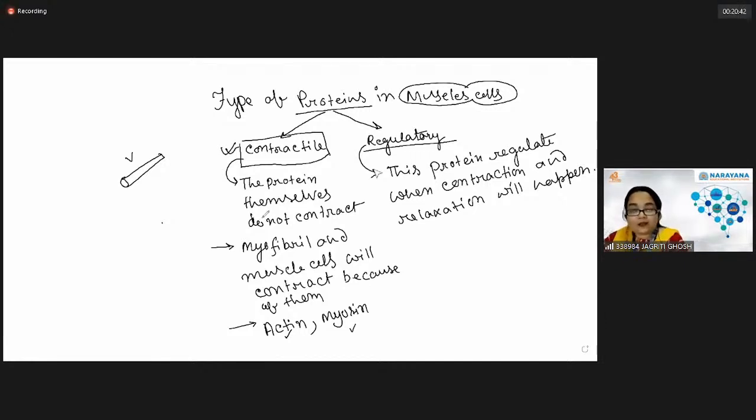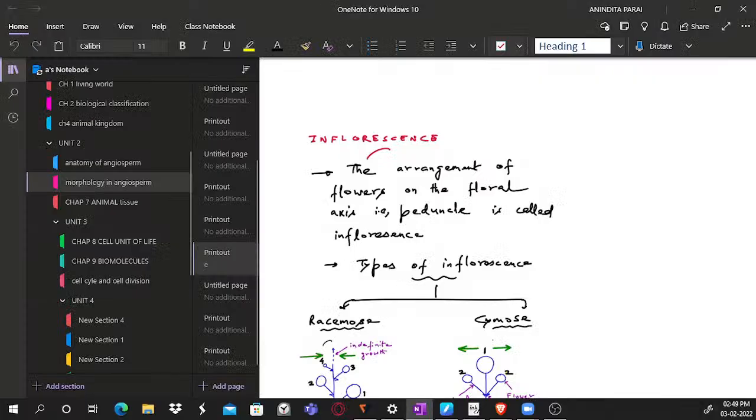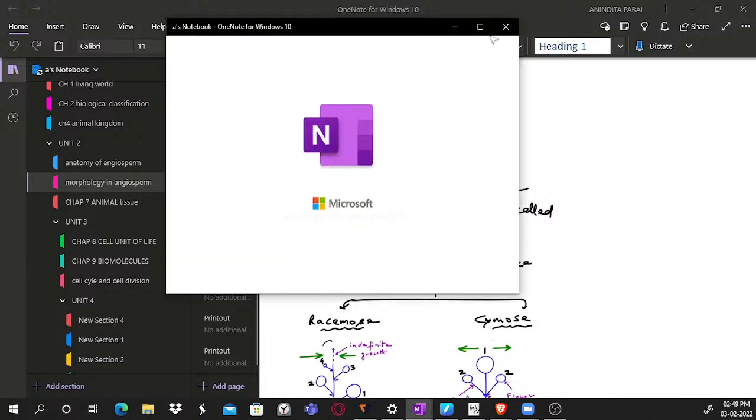Okay, so what are the examples of this regulatory protein? The examples are troponin and tropomyosin. Write down this part, because from this side I am starting.